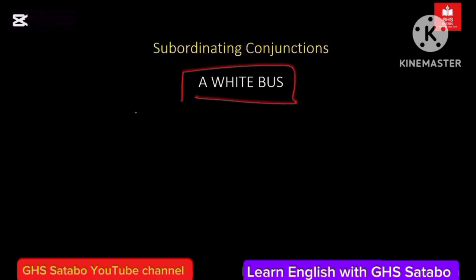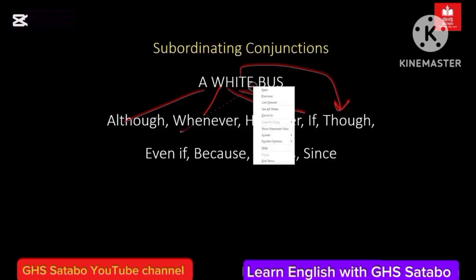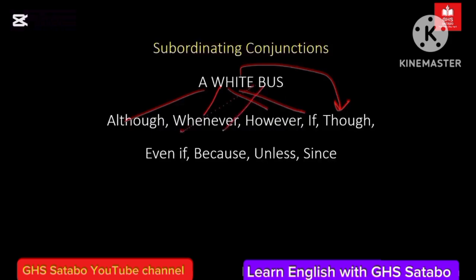A WHITE BUS is a combination of certain conjunctions, not all of them, so that you have an idea of what subordinating conjunctions are. A stands for although, W stands for whenever, H stands for however, I stands for if, T stands for though, E stands for even if, B stands for because, U stands for unless, and S stands for since. As I said, you still have many more subordinating conjunctions to be discussed. But to make you familiar with some of them, please remember a short abbreviation, that is a WHITE BUS.